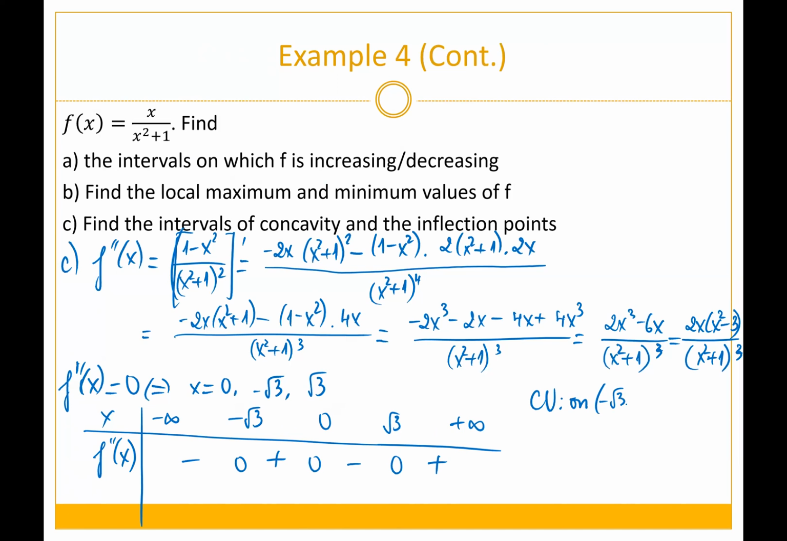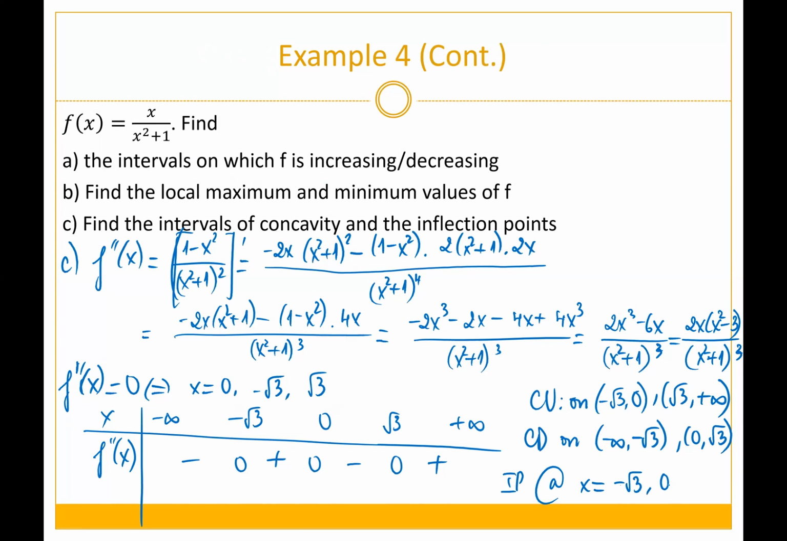And so what you end up having is that you have concave upward on negative square root of 3 to 0, square root of 3 to infinity, concave downward on negative infinity to negative square root of 3, and 0 to square root of 3. So you have inflection points at x equal to negative square root of 3, 0, and square root of 3. So that's my final answer for this question.